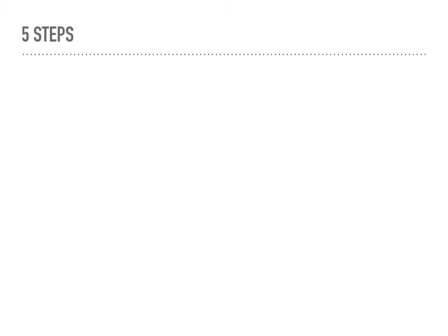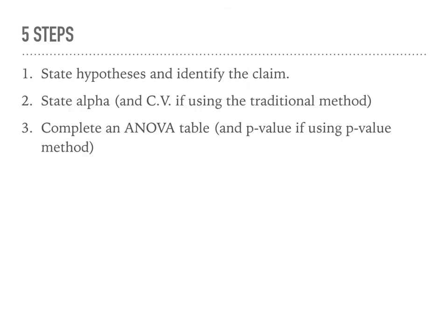Now let's look at the 5 steps that we need to do to complete the hypothesis testing that we will do in this chapter. These are the same 5 steps that we've looked at over and over again, except for step 3 looks a little bit different. So we're starting with stating the hypotheses, identifying the claim. Then we state our level of significance, or alpha, and then we're going to state the critical value if we're using the traditional method. And then step 3, we're going to complete an ANOVA table and list the p-value if the p-value method is what we're using. The ANOVA table is what we were just filling in those missing values to. Next, we make the decision the same way we always have, and then we write our sentence.